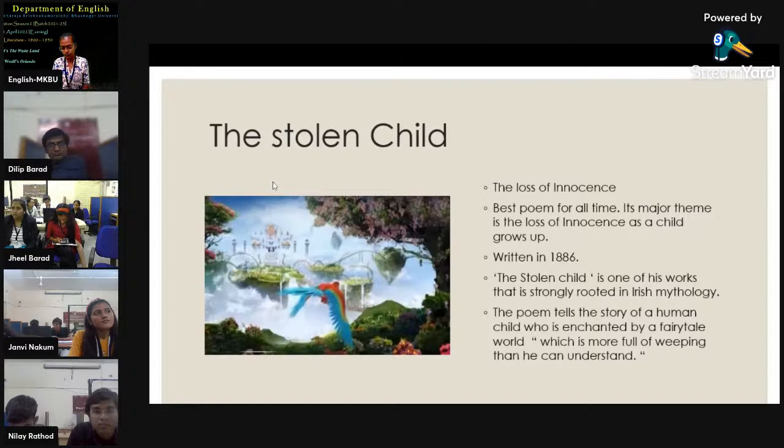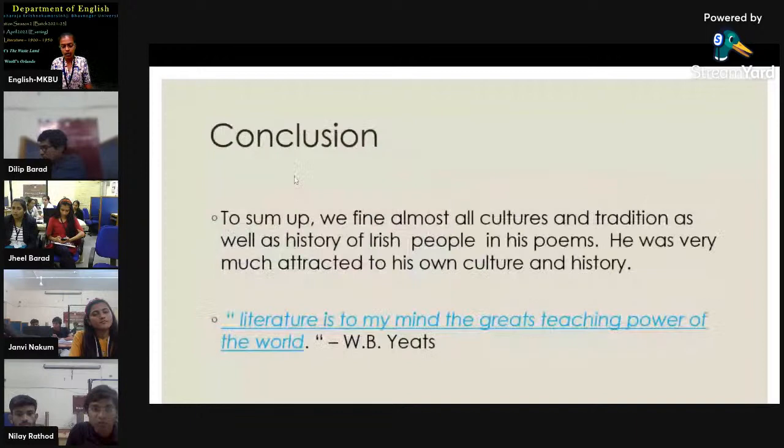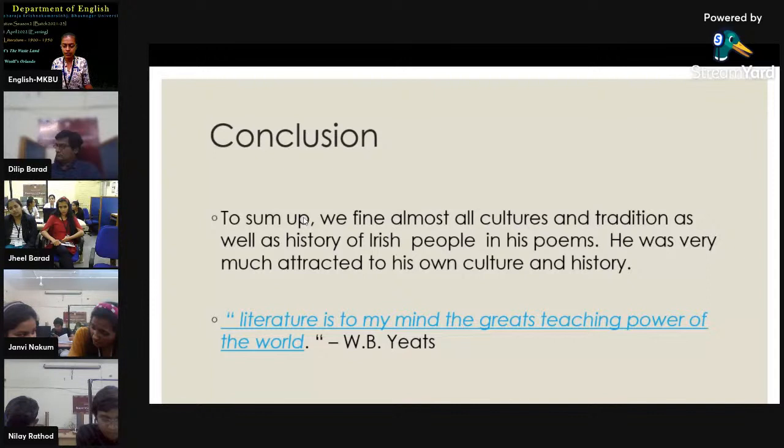This is my conclusion. We find almost all the culture and traditions as well as the history of the Irish people in his poems. He was very much attracted to his own culture and history. This is my resource reference. Thank you.